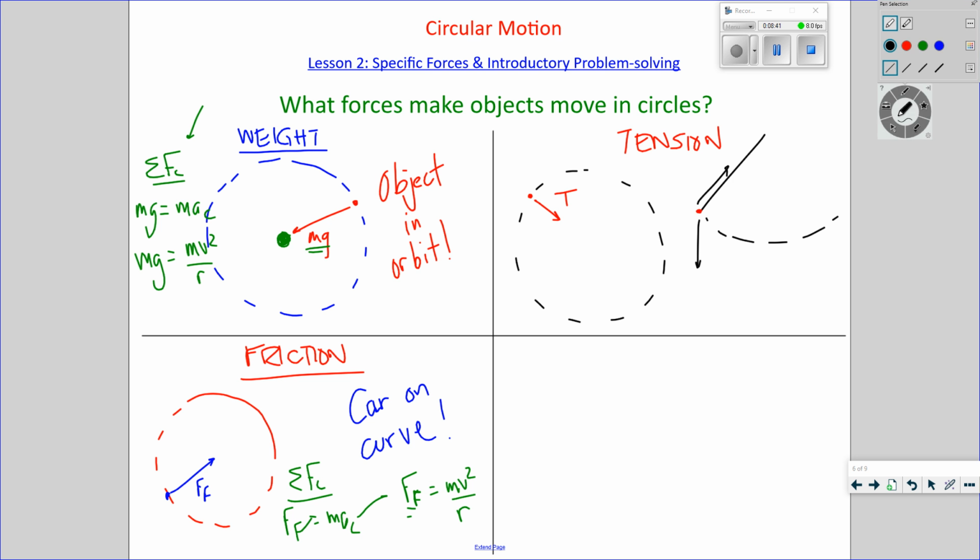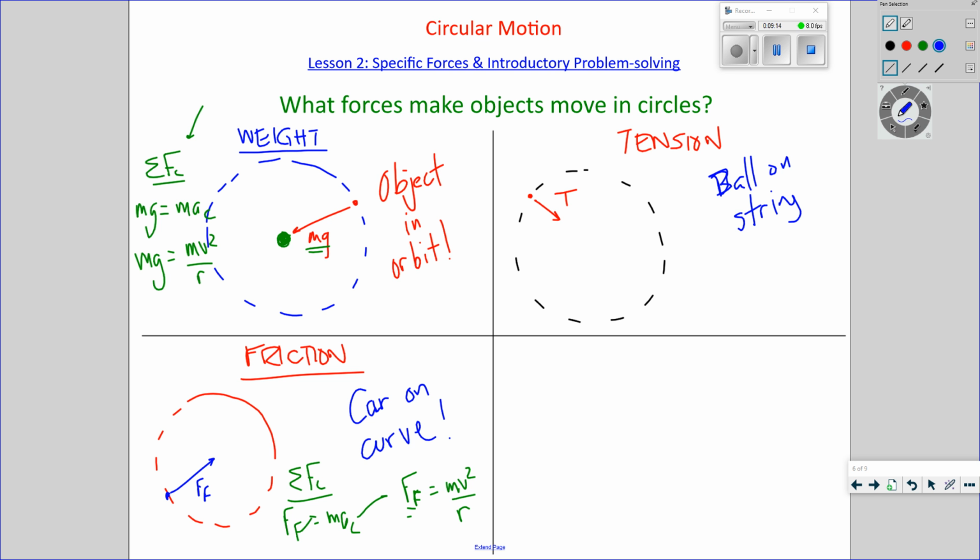So what I want to stick to is things that move in horizontal circles because of tension, like your tetherball. You know the tetherball game. What else do you got? You got your classic ball on the end of a string. How often does that really happen? But it happens, sure. We'll just write ball on string.